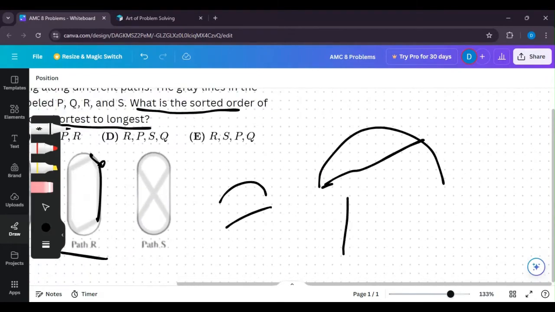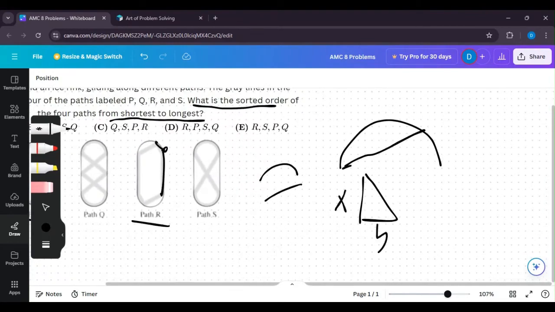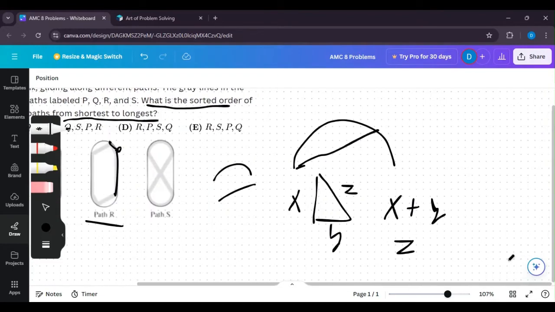it's the same case as a triangle. Which one would you take? X plus Y or Z? You would obviously take Z, because if you're trying to go in the fastest way possible, you'd take the most direct way to the destination. So, yeah.